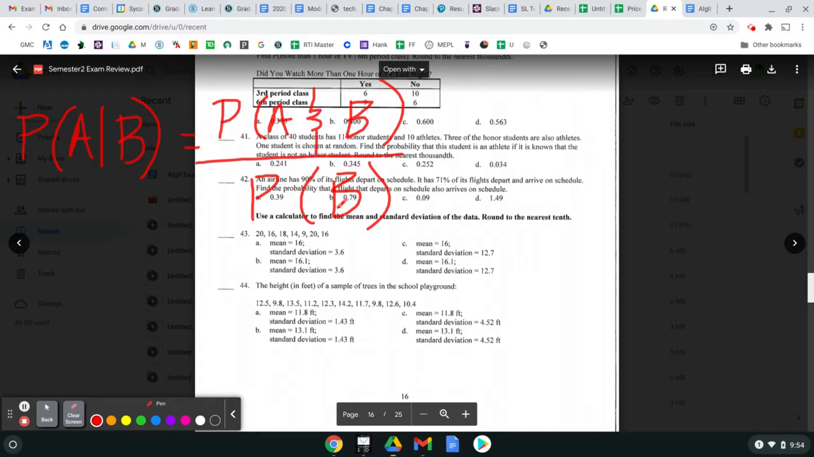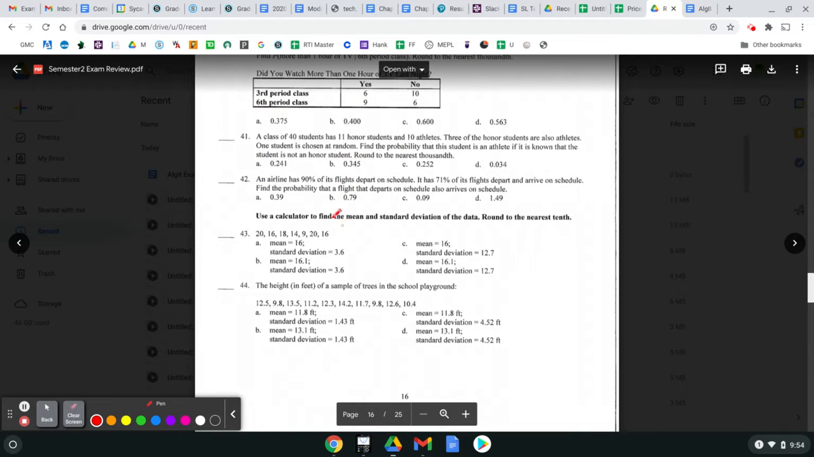they're looking for the probability that a flight departs on schedule. So look, what it's really asking is the probability that a flight arrives on schedule given that it has departed on schedule, because they're telling you they know it has departed on time. So A is arrived, D is departed.